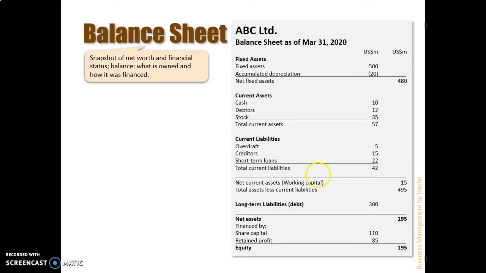So I'm showing you an example right now. This is an example related to the same previous example. This is ABC Limited, the same business. It's a fictional business, of course. And this says balance sheet as of March 31st, 2020, which is at the end of an accounting year, for example. And I'm going to explain right now each of the parts of this document.